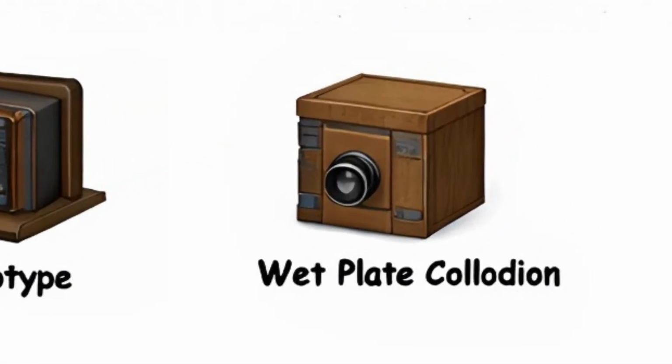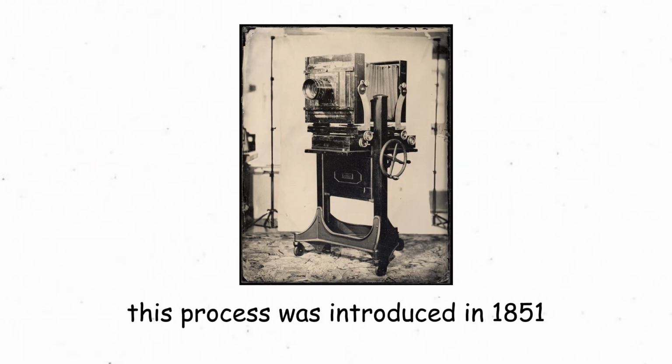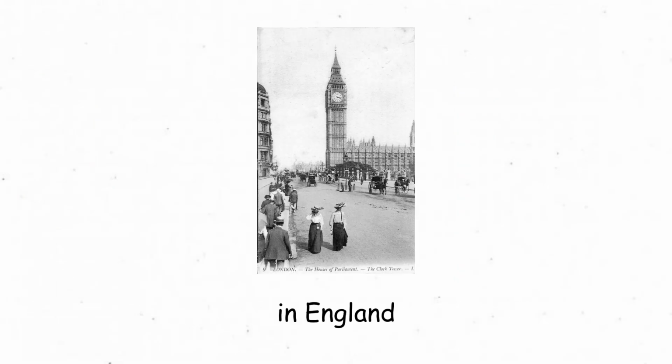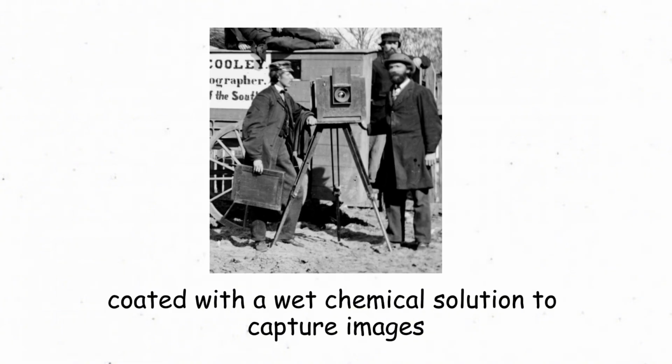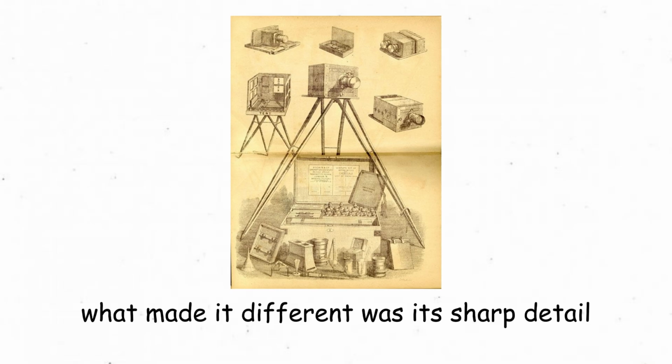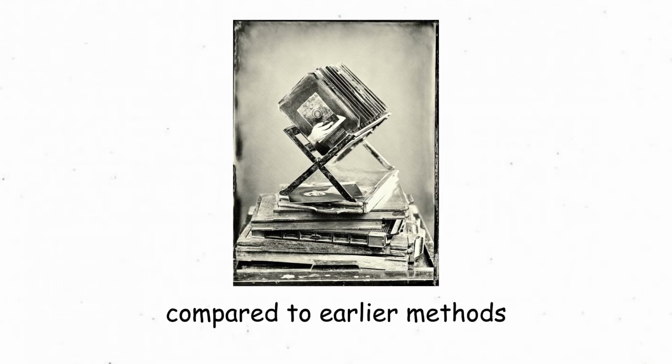Wet Plate Collodion. This process was introduced in 1851 by Frederick Scott Archer in England. It used glass plates coated with a wet chemical solution to capture images. What made it different was its sharp detail and shorter exposure time compared to earlier methods.